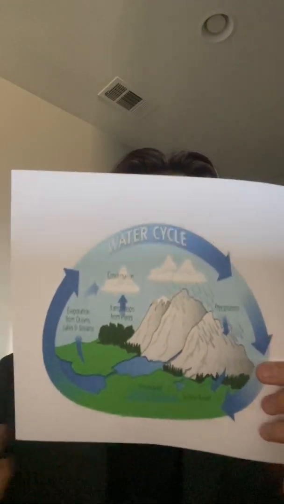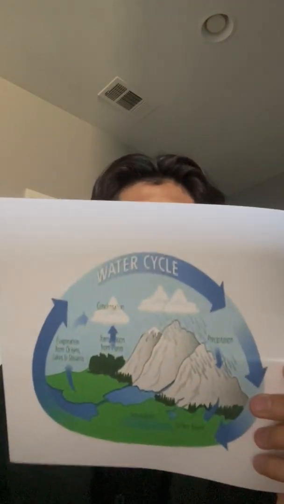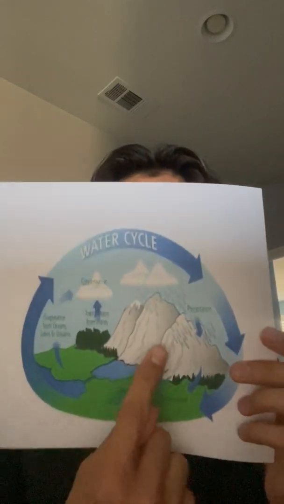And then the last and final stage after condensation is called precipitation. Precipitation is basically rainfall or snow or sleet or hail. That's what precipitation is, where rain, sleet, hail, or snow will fall to the ground from the sky.